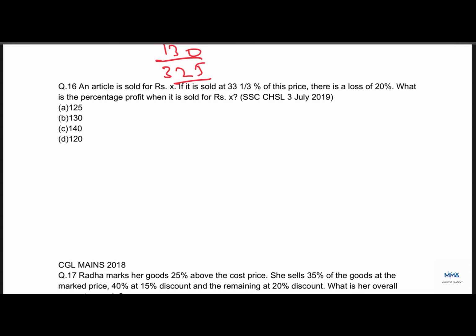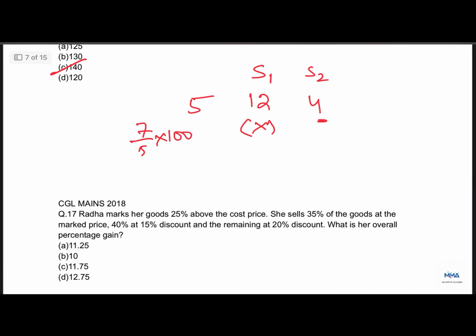Let's say in the second case, there is a loss of 20%. So if this is 5, which is CP, the SP in the second case is 4. We know that this is 1/3 of our initial SP, because the second SP is 1/3 of this price. So this is going to be 12. The percentage of profit, since this is X, what is the percentage of profit? The profit is going to be 7 by 5 into 100, which is 140.